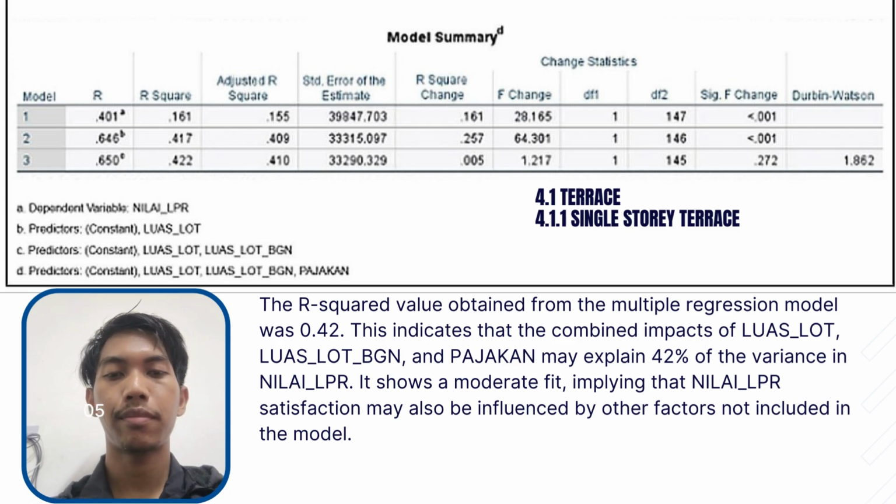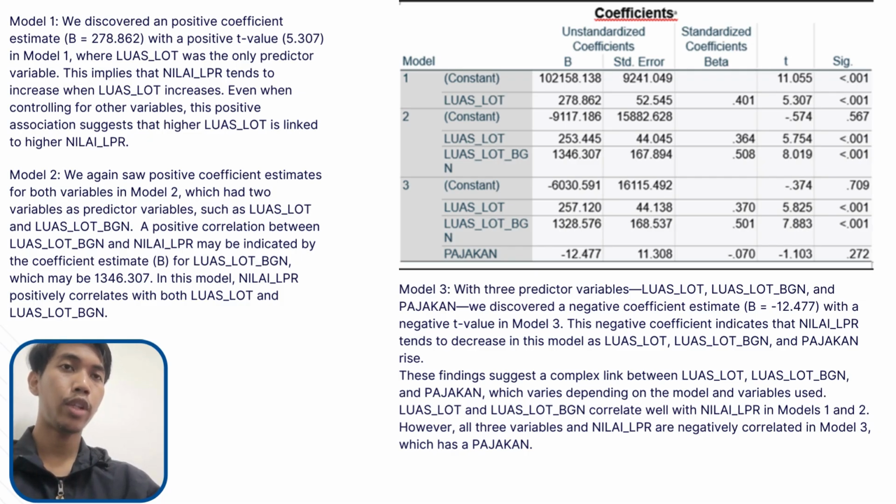Alright, for the coefficient model, from model 1, we discovered a positive coefficient estimate B of 278.862 with a positive relative value of 5.307. Even when controlling for other variables, this positive association suggests that higher lot area is linked to higher nilai LPR. For the second model, we again saw positive coefficient estimates for both variables in model 2, which had two predictor variables, luas lot and luas lot bangunan.